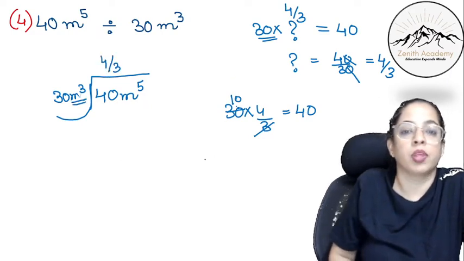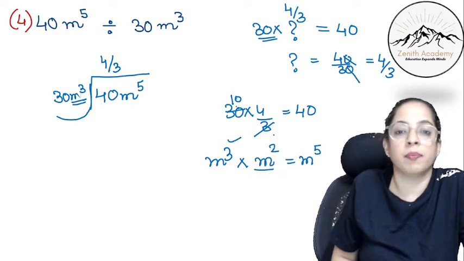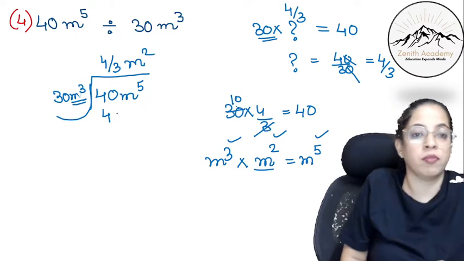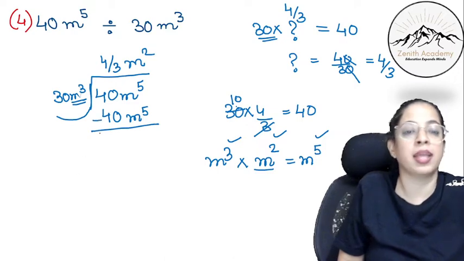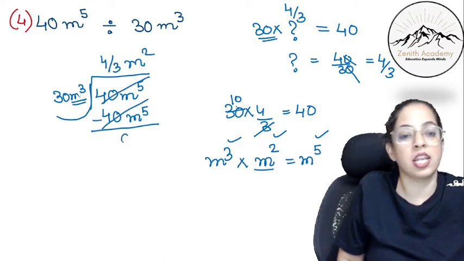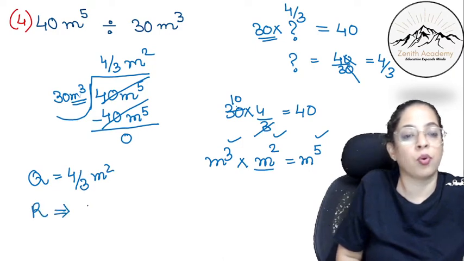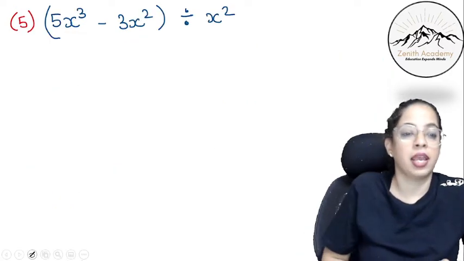Now you have m cube. So m cube into what will give you m raised to power 5? So here it has to be m square because 3 plus 2 will give you 5. So here I will write m square. So 30m cube into 4 by 3 m square will give you 40m raised to power 5. Now since we are subtracting, we will put a minus sign. Plus and minus get cancelled. You get a remainder 0. So the quotient is 4 by 3 m square and the remainder is 0. Is this very clear to all of you? Great. Let's go ahead and solve the next one.